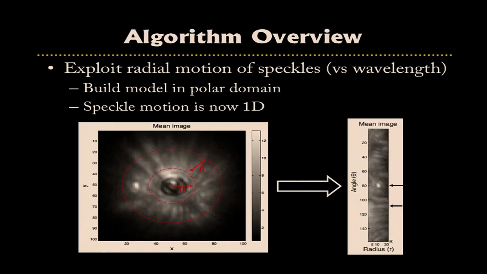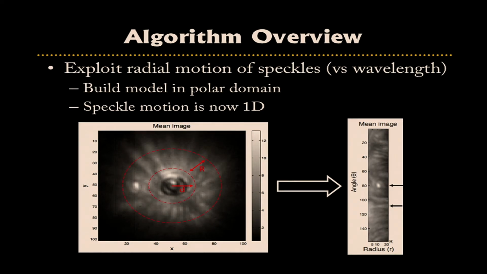So the first thing we're going to do is pick a representation in which it's easy to build a model. I think this is a general lesson when you're applying learning techniques: if you can pick an appropriate input representation for the model, it's going to make life an awful lot easier for you. So what we do is take advantage of the radial motion of the speckles that I just showed you, and we're going to operate in the polar domain.